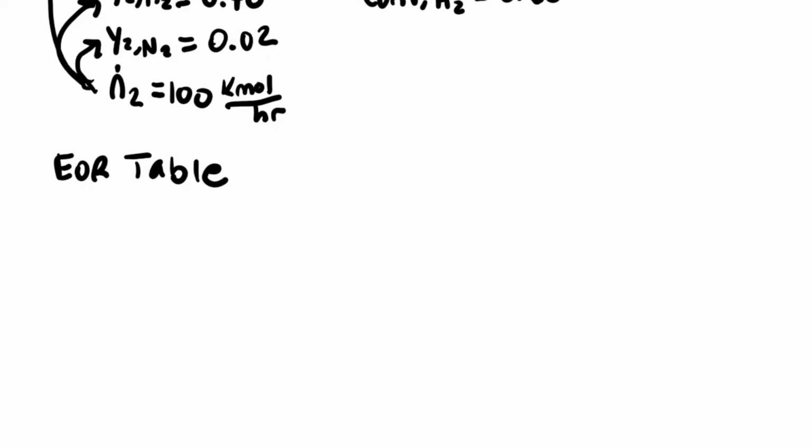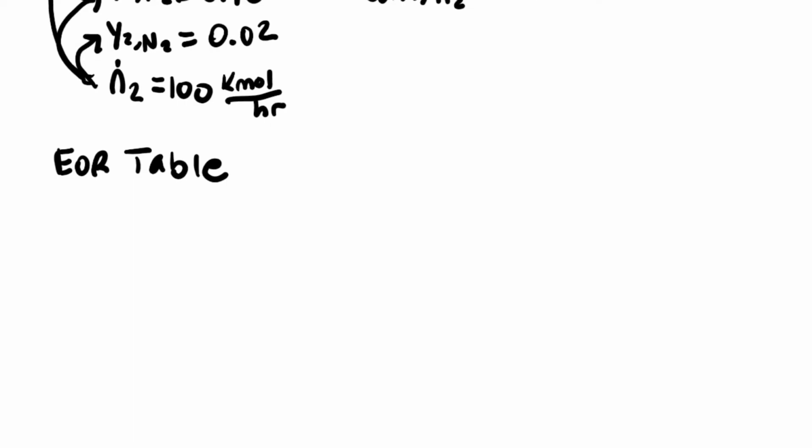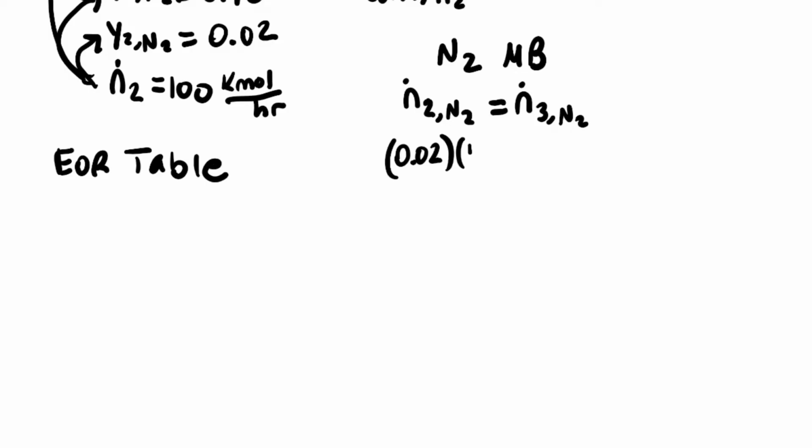So with the extent of reaction table, we're going to look at what we start off with and what we end up with. I'm just going to make a note that since nitrogen is not participating in the reaction, we can do a nitrogen material balance very quickly. We can say that N2 in is going to equal N2 out. In this case, we'll have 0.02 times 100, giving me 2 kilomoles per hour. And that's going to be N3,N2.